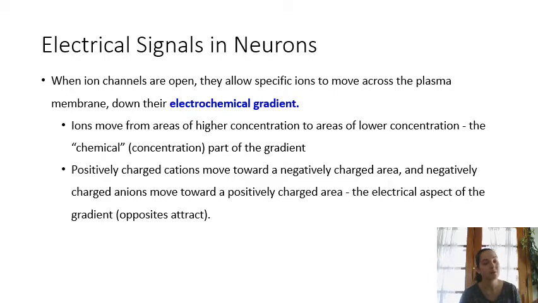So we also have an electrical gradient, which means that if we have a whole bunch of positives over here and a whole bunch of negatives over here, they're going to want to attract each other and kind of move down that electrical gradient as well. So we've got a couple different gradients working here. We've got the concentration gradient, but we've also got that electrical gradient. And if we put those two together, we refer to that as our electrochemical gradient.